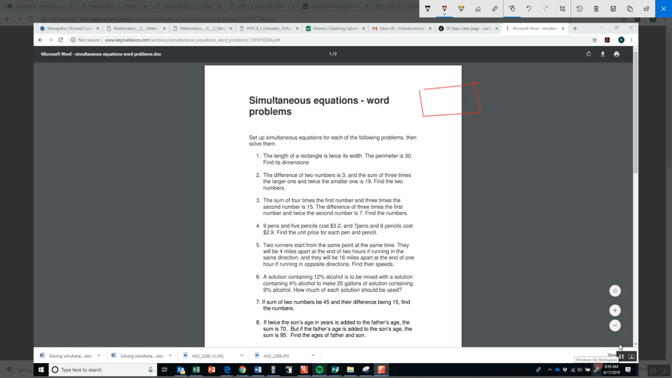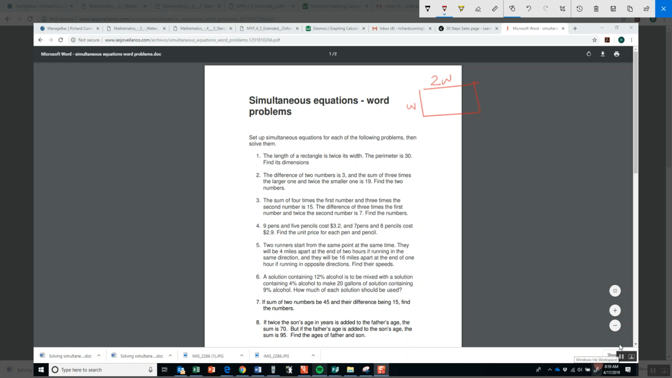L. Well, okay. W. It doesn't matter, let's call it W. If this is W, then what is the length? The length of a rectangle is twice its width. 2W. So it's 2W, okay? The perimeter is 30. Find its dimensions. What is the perimeter of a rectangle? All the way around.